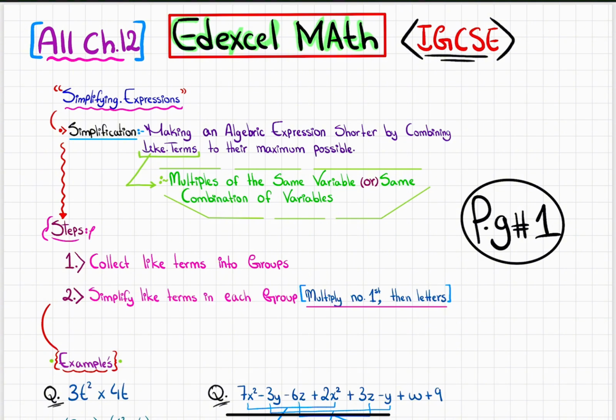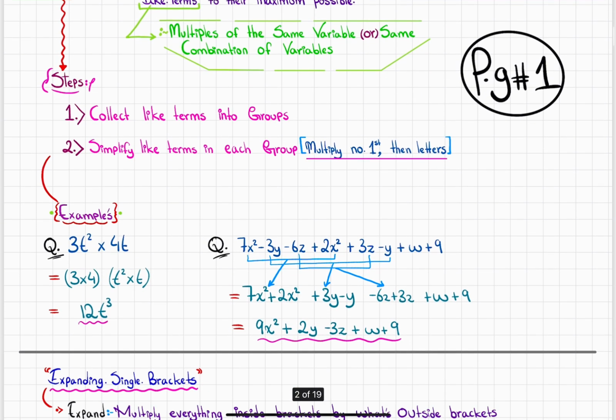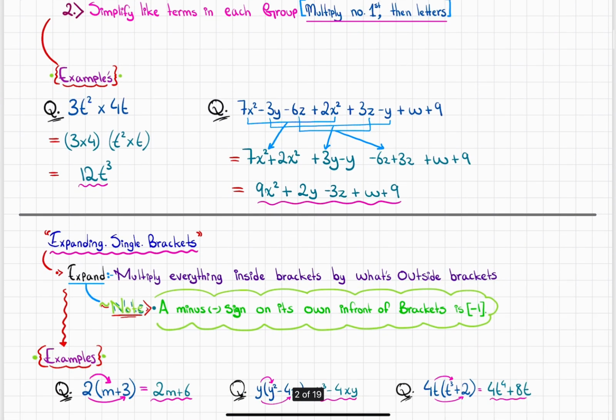Like terms mean any multiples of the same variables or same combination of variables. The first step is to collect like terms into groups and then simplify the like terms in each group, multiplying the numbers first and then the letters. Because you're going to have numbers in like terms, you're going to have letters in like terms. So always work with the numbers first, then with the letters. Let's have a look at some examples.